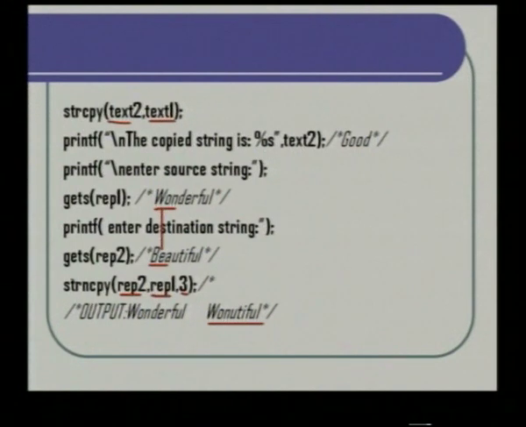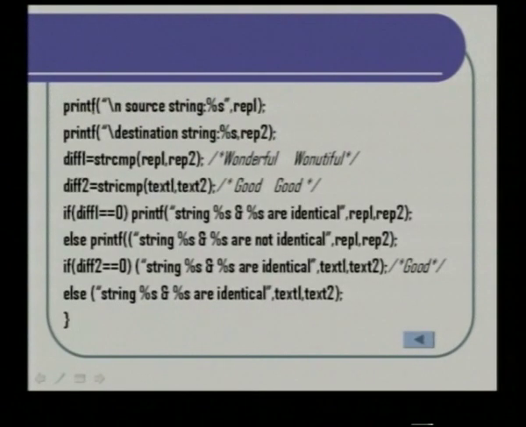So this is how the output will be displayed. Here the output will not be displayed, it will only be copied. If you want to explicitly see the output, you have to give a printf statement and display it. So that is what I have done over here. I am printing the source string and the destination string, rep1 and rep2. Now I can see whether my string function has done its work.